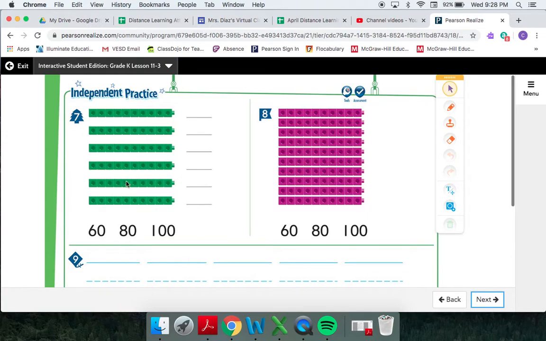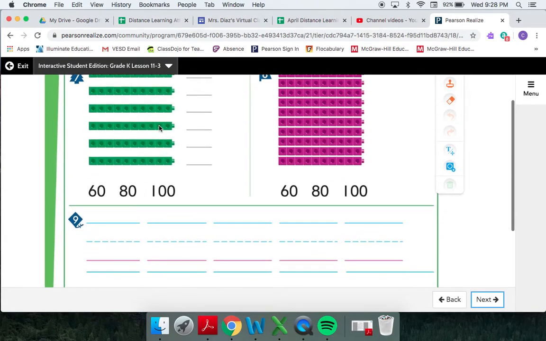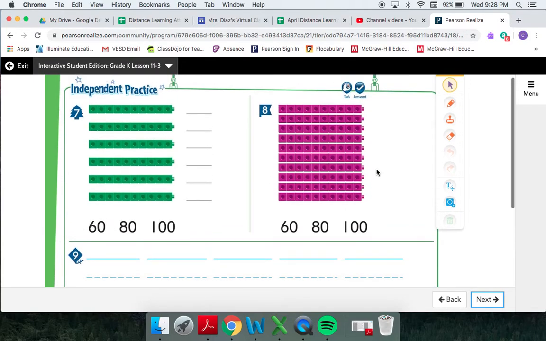Okay, same thing here on number 7, except on 7 you're going to have the kiddos write their numbers, count their decade numbers by 10. So here it would be 10, 20, 30, so they need to be able to write a 1 and a 0, a 2 and a 0, a 3 and a 0, all the way down. And they're going to circle, I believe it says to circle the number that tells how many there are all together. So they should be circling 60 on this one. Okay, same thing on this one.